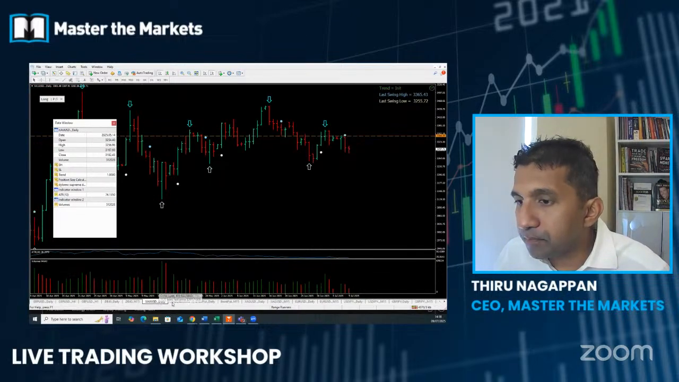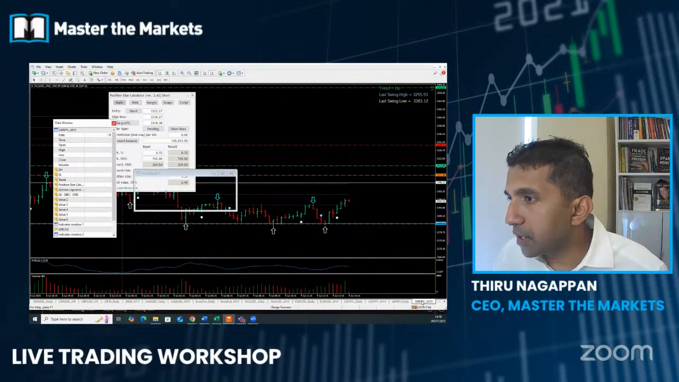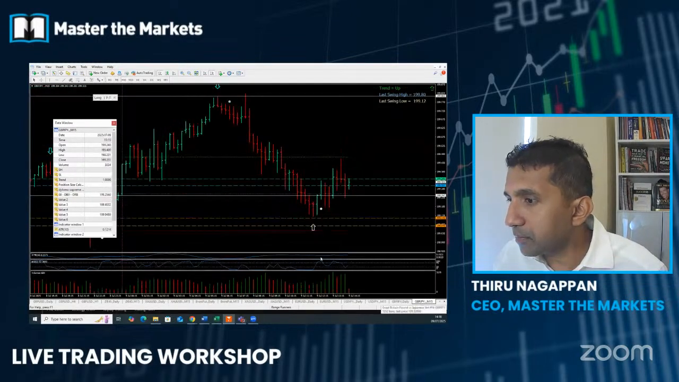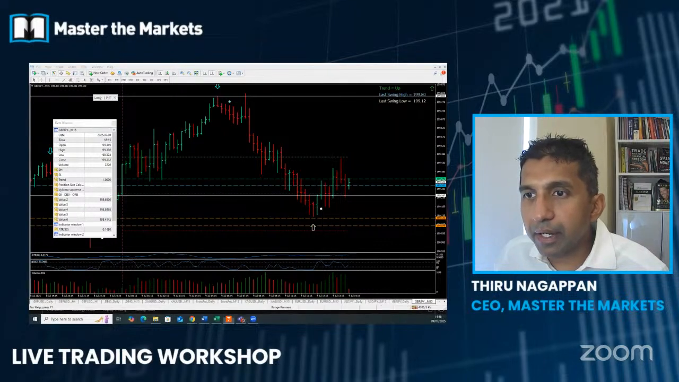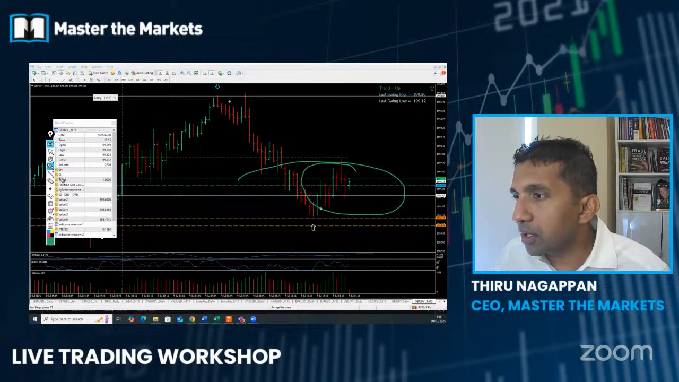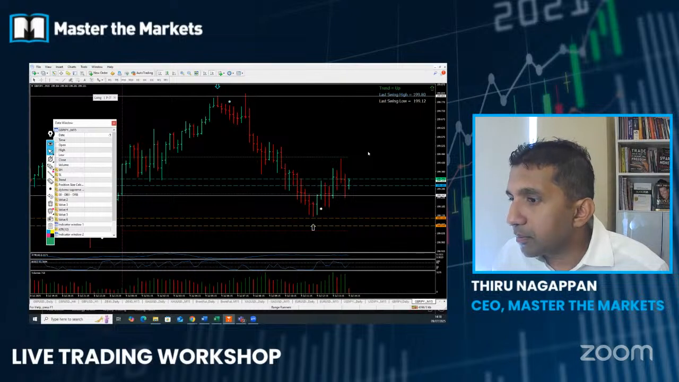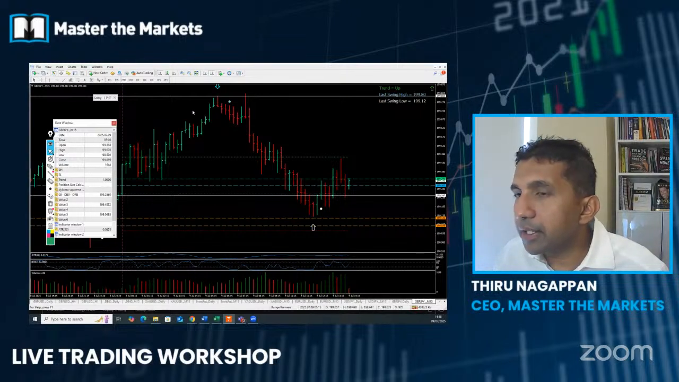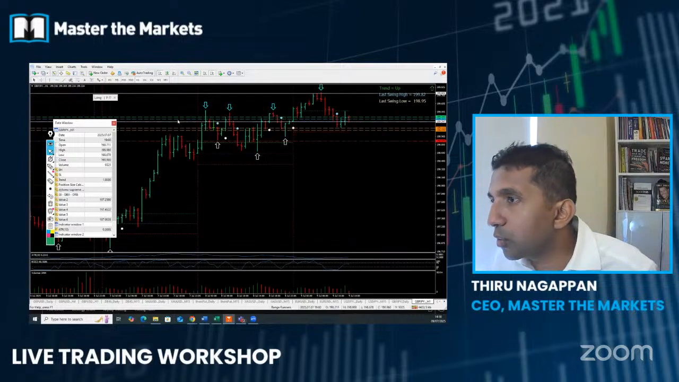GBP yen was a good one. Let me see if I can get anything there. It's still supporting it. I mean, this is something that this pair does. It consolidates a lot. It doesn't go quite fast. Okay, but I did see that. That was a good test that I saw over there happening.